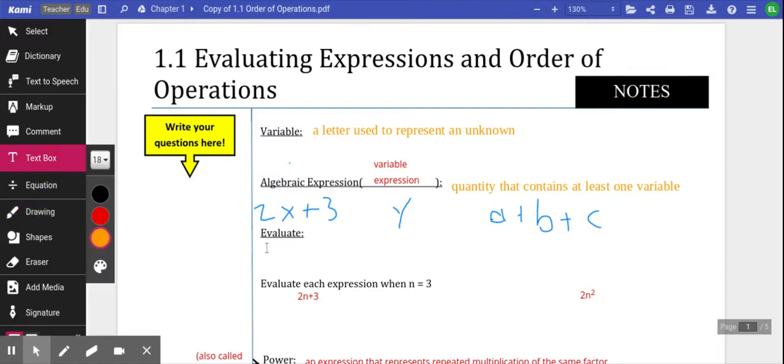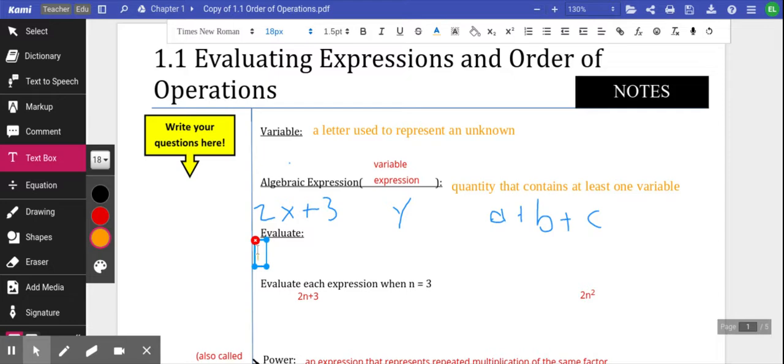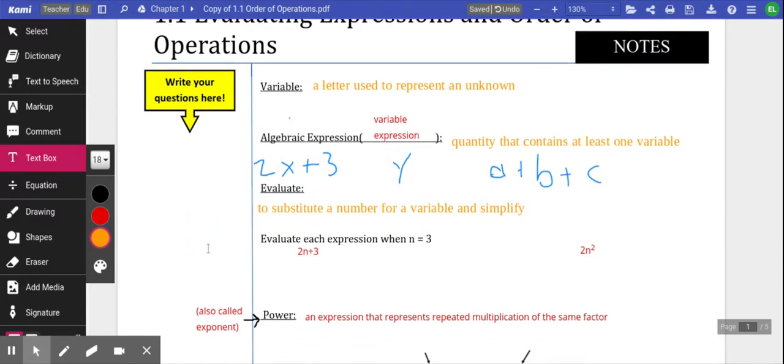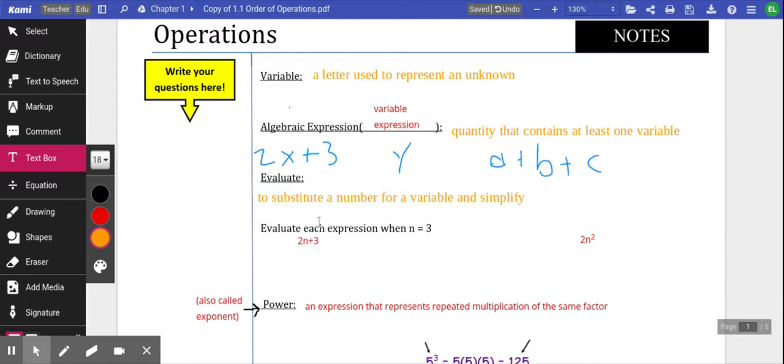Next, we have the word evaluate. And in math, this most often means to substitute a number for a variable and simplify. So, for example, I might say evaluate an expression when a variable equals a specific number.